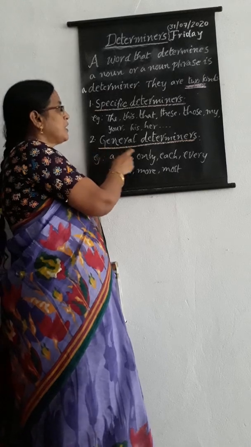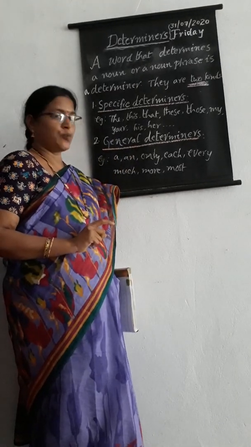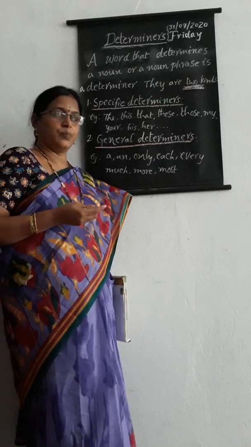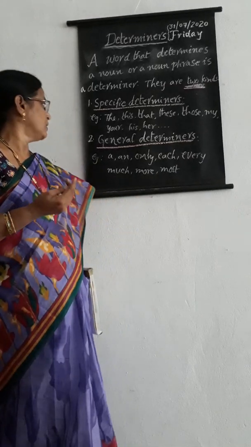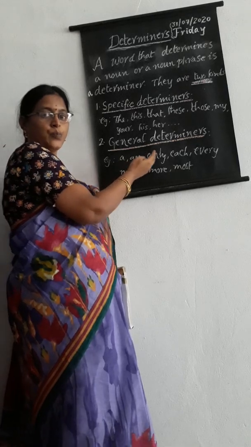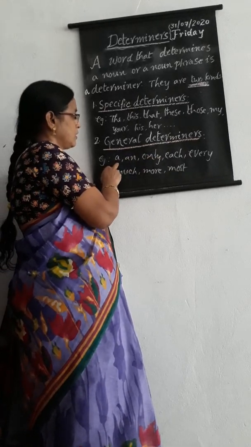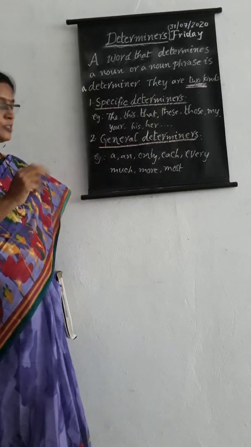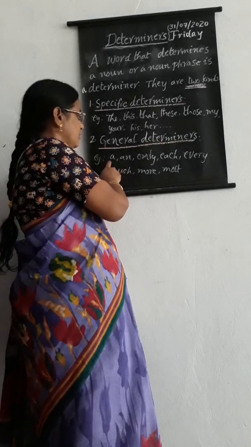Number 2, general determiners. What are general determiners? General determiners are used to talk about people or things in a general way. For example, see: a, an. There is a cat. There is a book on the table. Here is an umbrella, like that.